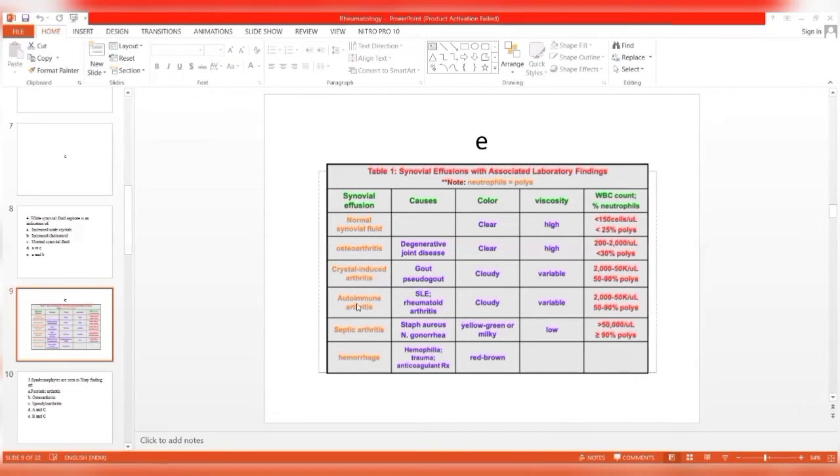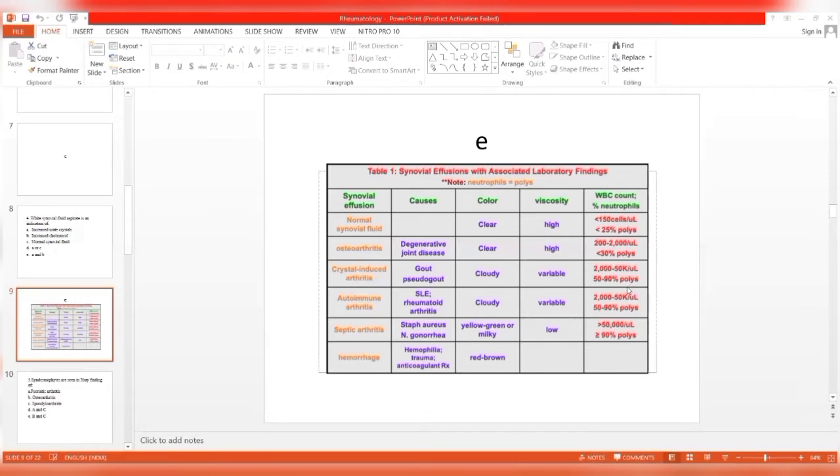Next, autoimmune arthritis. Autoimmune, we all know that our body will be producing some agents against our body. So immune agents against our body. It is also a type of inflammatory arthritis. It includes SLE and rheumatoid arthritis. Again, it is cloudy. See, in crystal-induced arthritis and also autoimmune arthritis, which are inflammatory types, the color is cloudy, viscosity is variable, and there is increase in neutrophils.